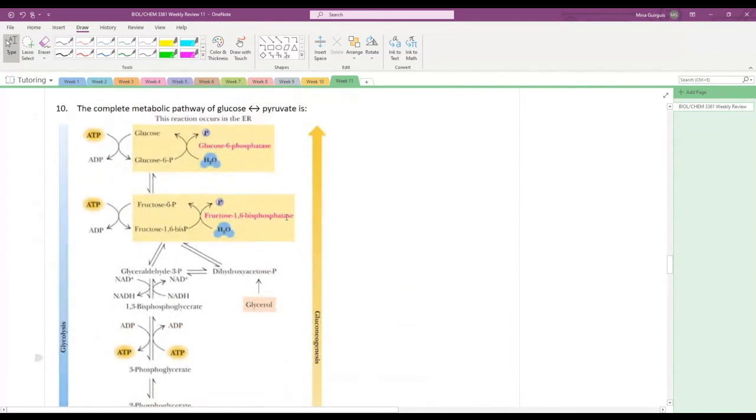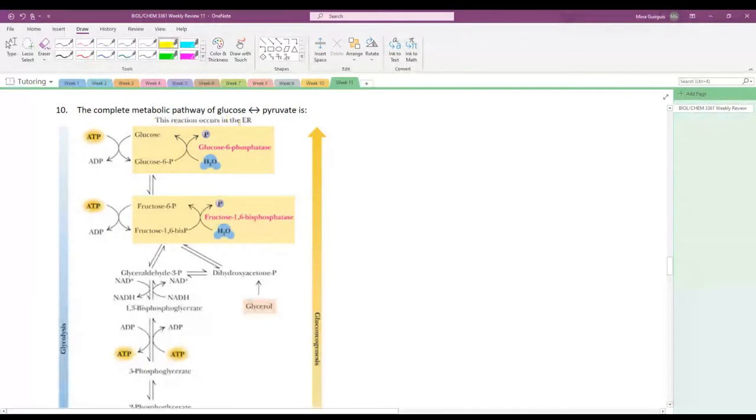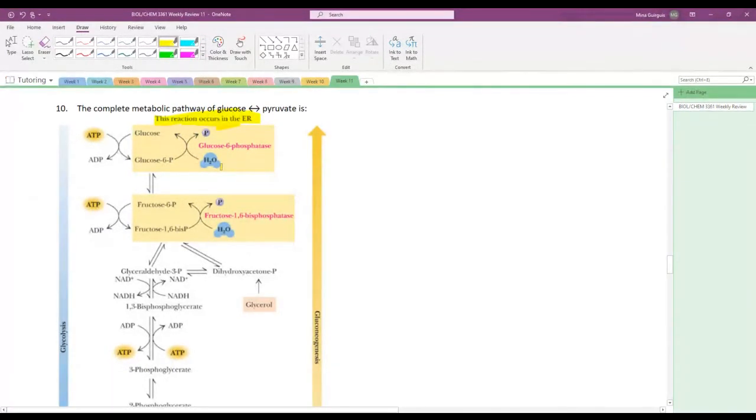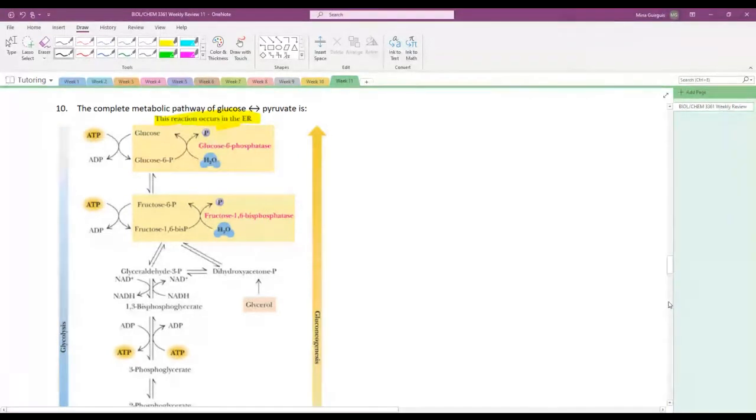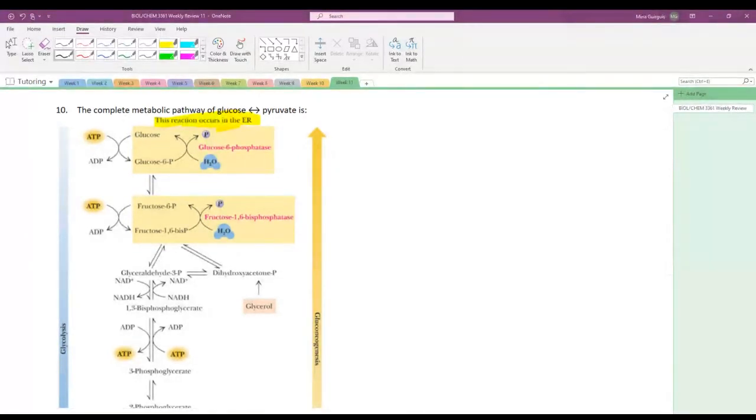Okay, fructose 1,6-bisphosphate to fructose 6-phosphate, and then the last reaction of gluconeogenesis occurs in the endoplasmic reticulum. That's weird. I'll say it. We haven't talked about the endoplasmic reticulum all semester, really. We've been dealing with the mitochondria, we've been dealing with the cytoplasm, and now out of nowhere, we have a reaction going on in the endoplasmic reticulum. Again, that's weird to me.